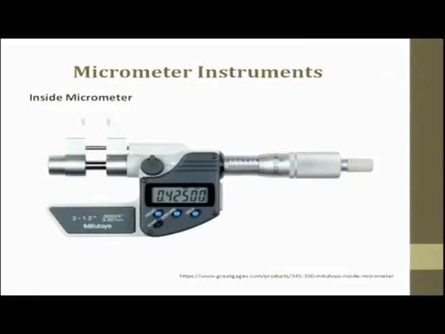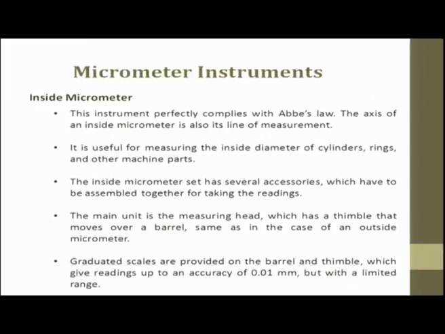This is another type of inside micrometer, which is slightly higher end. This instrument complies with Abbe's law. Abbe's law, Abbe's error, we will see that a little later. Abbe's law says the axis of an inside micrometer is also its line of measurement. Abbe's law is basically to make sure that there is no angle error in the measurement. It is useful for measuring inside diameter of a cylinder.